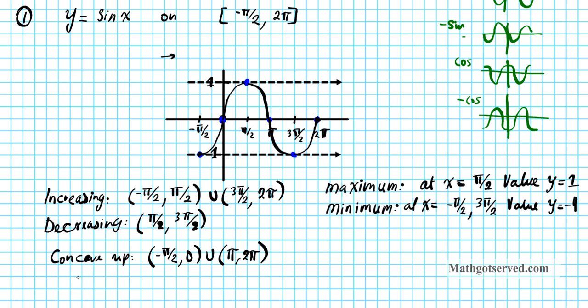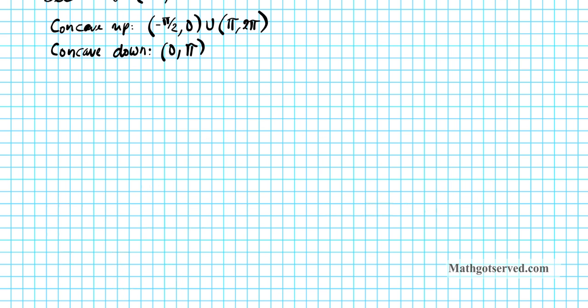Okay? Next is where we have a downward facing concavity, the interval where our function is concave down. We have only one interval where we have a downward facing concavity, and that is from 0 all the way to pi. Alright, so that's that. Let's take a look at question number 2.